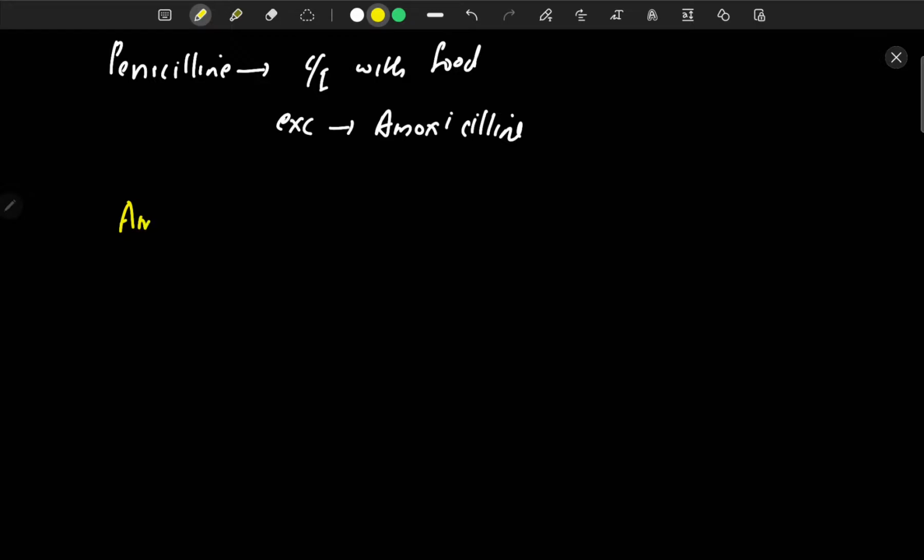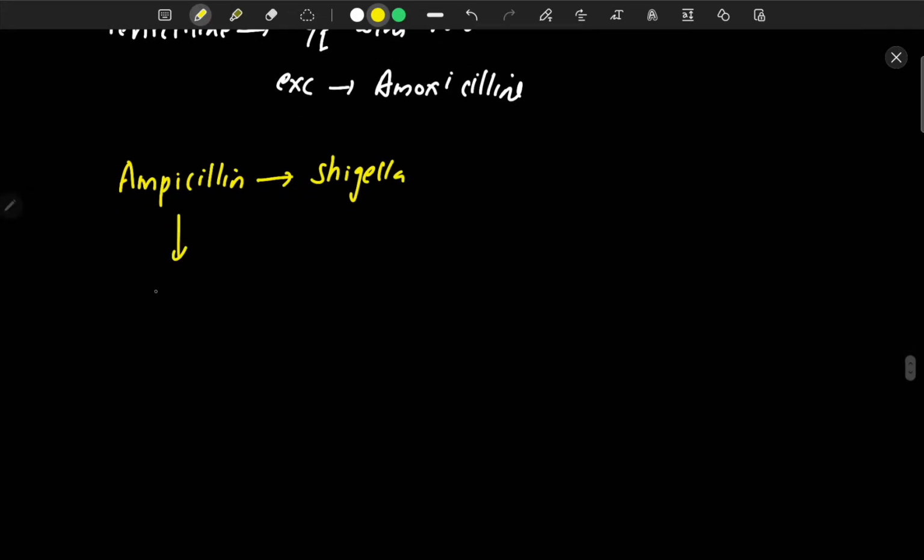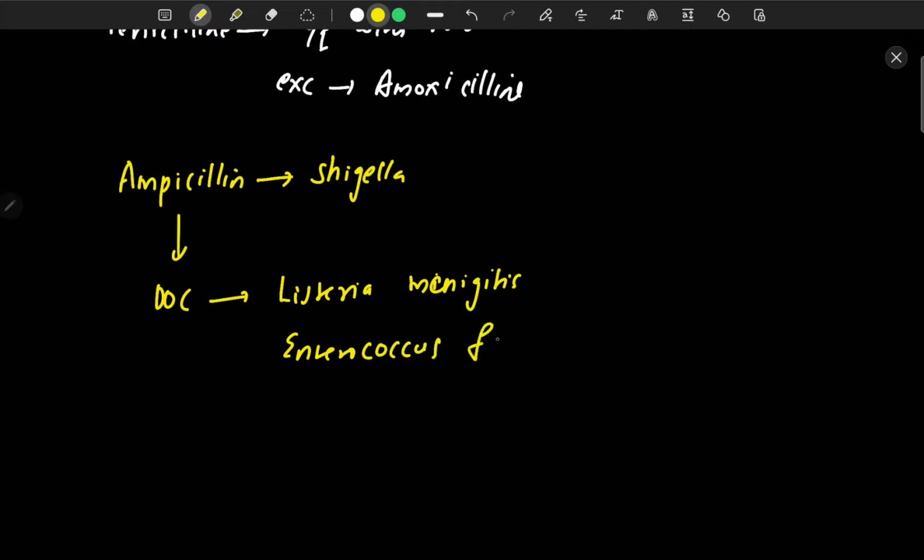But the advantage of ampicillin is that it is active against Shigella, whereas amoxicillin is not active against Shigella. Ampicillin is the drug of choice in Listeria meningitis and Enterococcus faecalis.